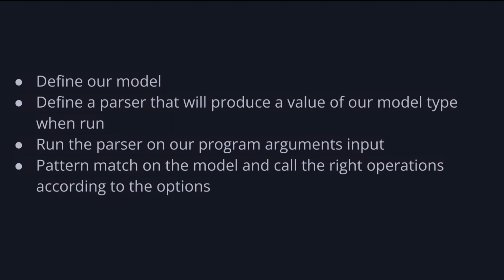this chapter. In general, there are 4 important things we need to do. 1. Define our model. We want to define an ADT that describes the various options and commands for our program. 2. Define a parser that will produce a value of our model type when run. 3. Run the parser on our program arguments input. And 4. Pattern match on the model and call the right operations according to the options.